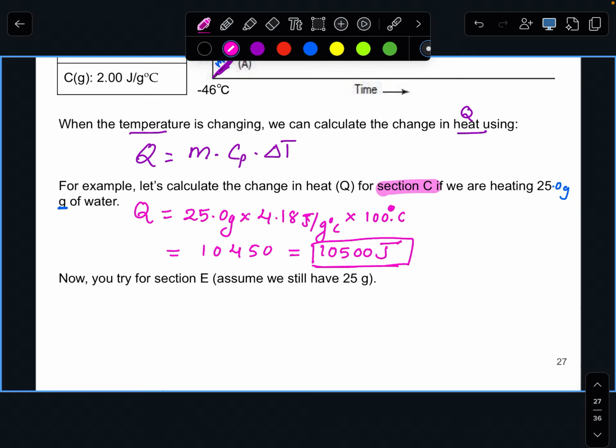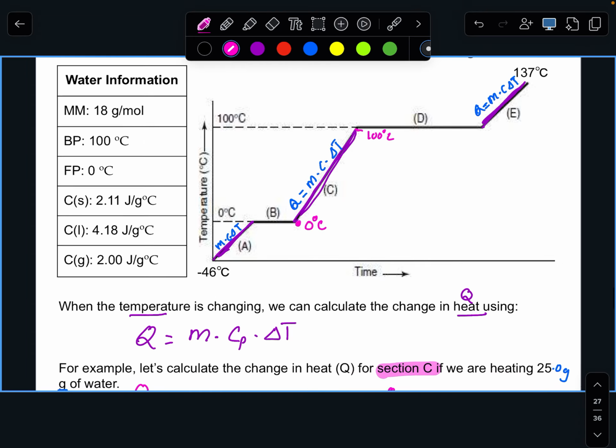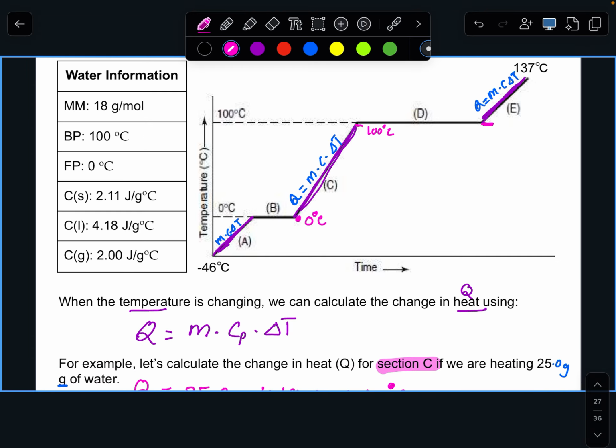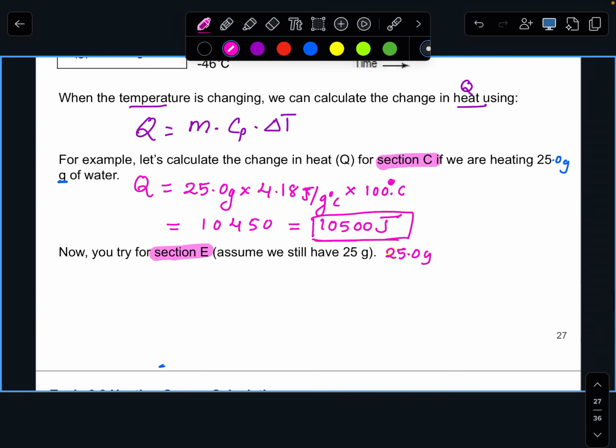Okay, now do that for section E. And assume the temperature mass is the same. I would say 25.0 gram. Section E is here. The starting temperature is what? 100 degrees, and on your graph 137 is the final. So go calculate that.